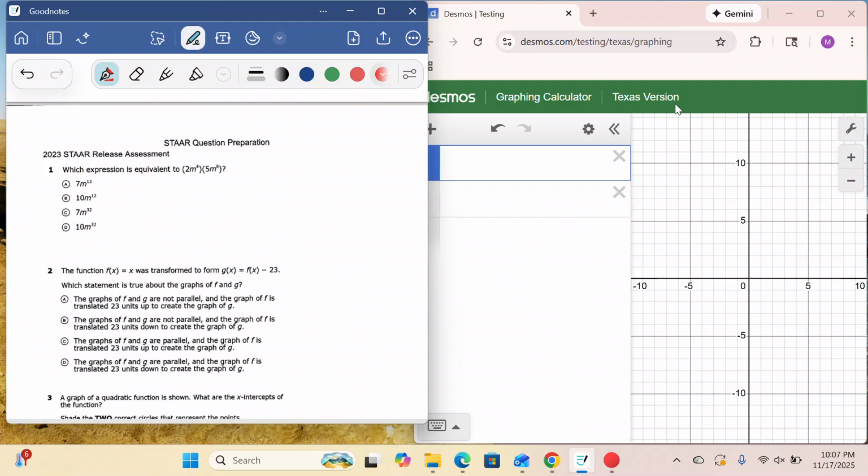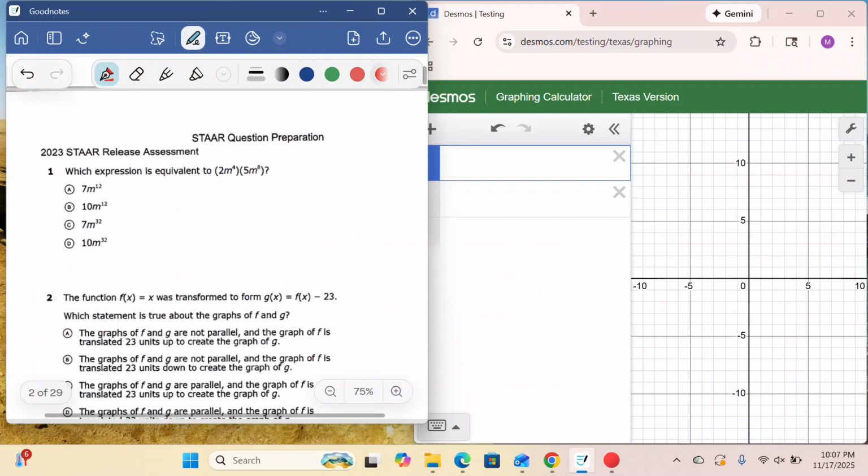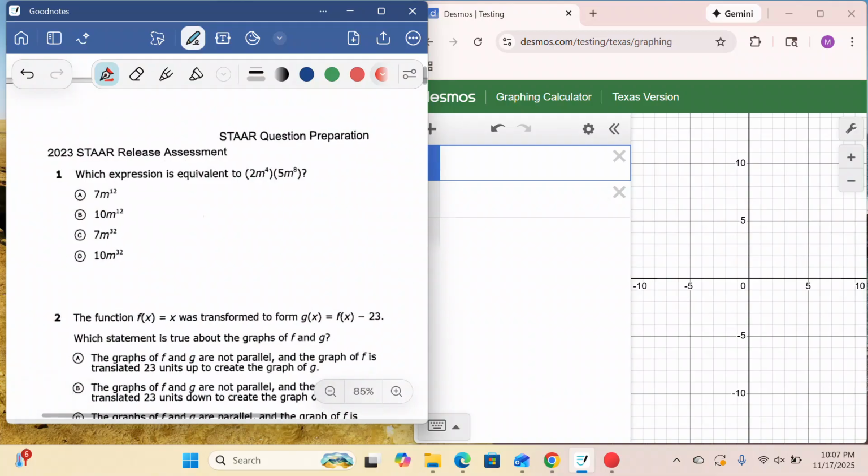Once again, one of my recommendations is to look at each problem and try it out before you see the explanation. Pause the video, and then try it out. If you get the right answer, then you know you're headed on the right track. If you don't get the right answer, then just pay attention to how we work every single problem. So let's go ahead and get started.